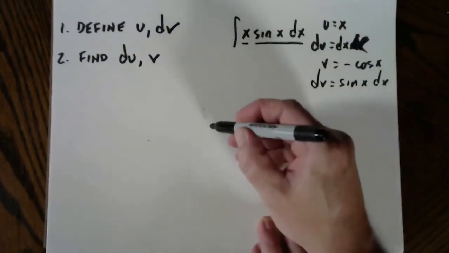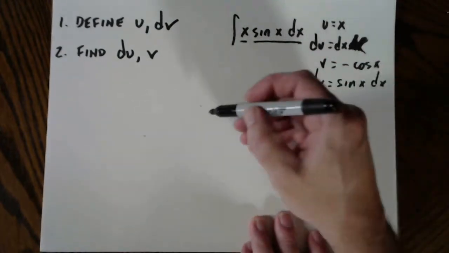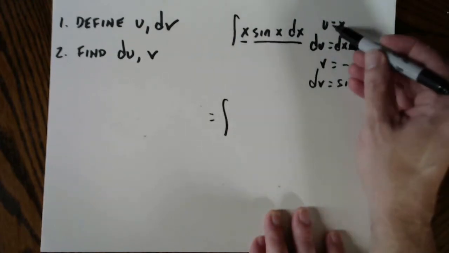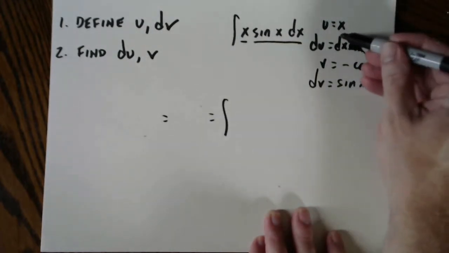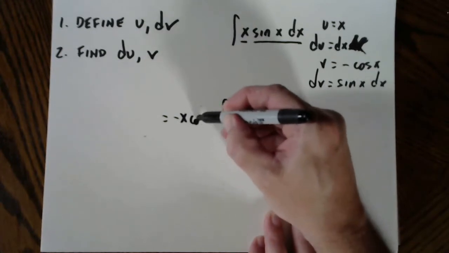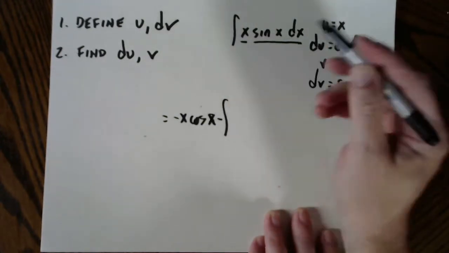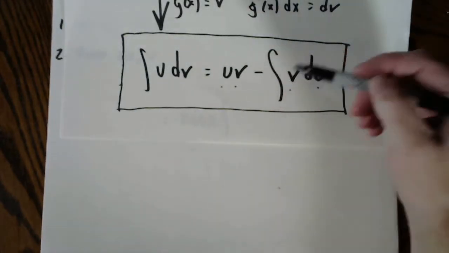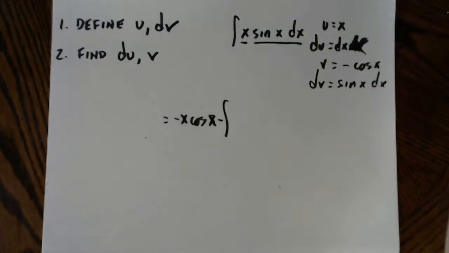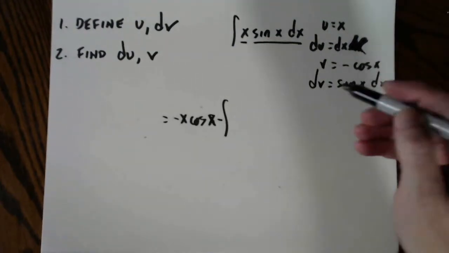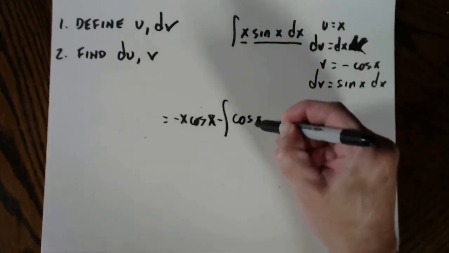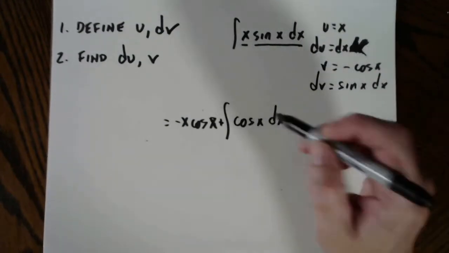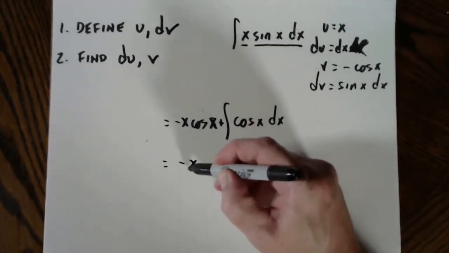So I apologize. This looks kind of lousy. In fact, yeah, u, v, right? uv minus integral v du. That'll be negative cosine x dx. Negative, negative, make that a positive. Do I know the antiderivative of cosine? Of course I do.